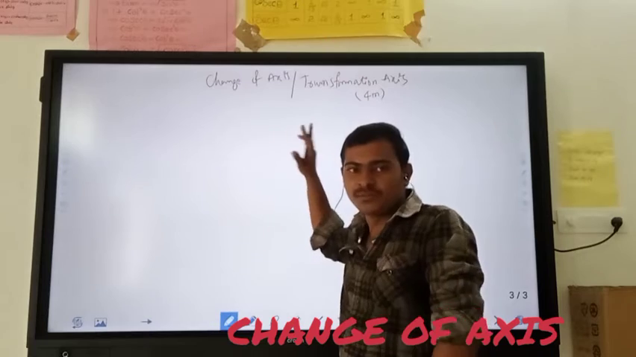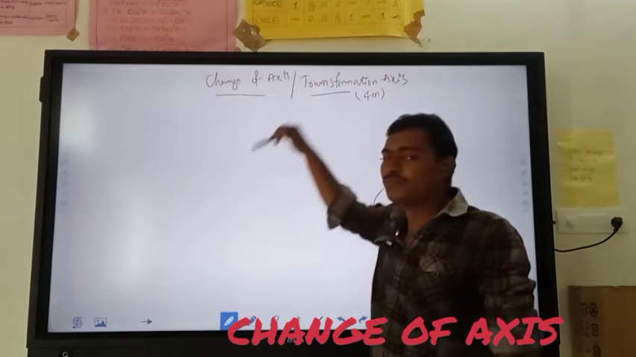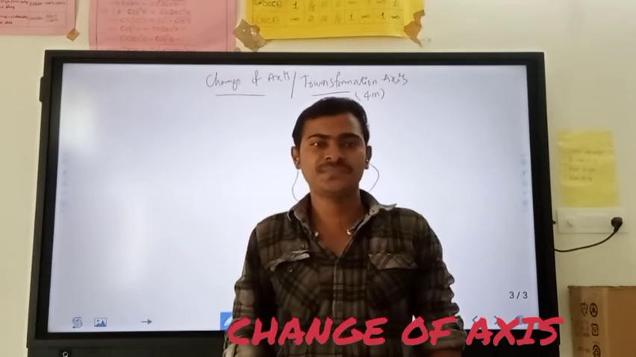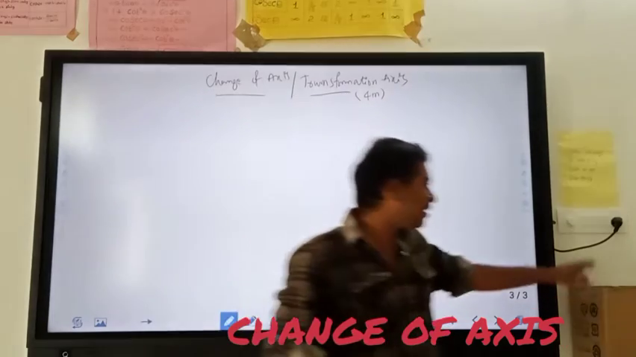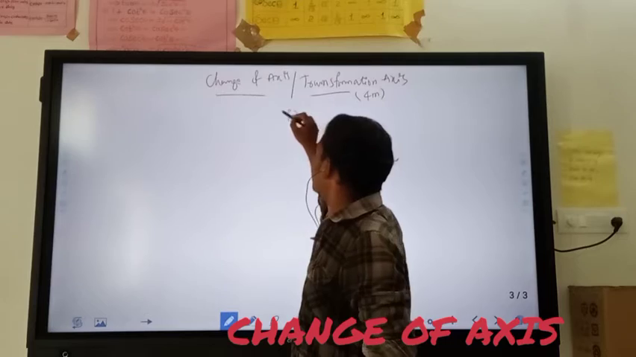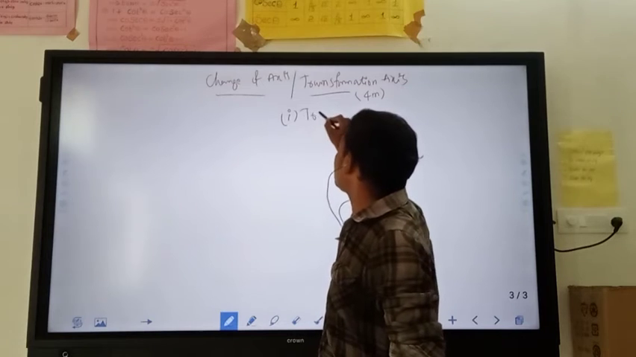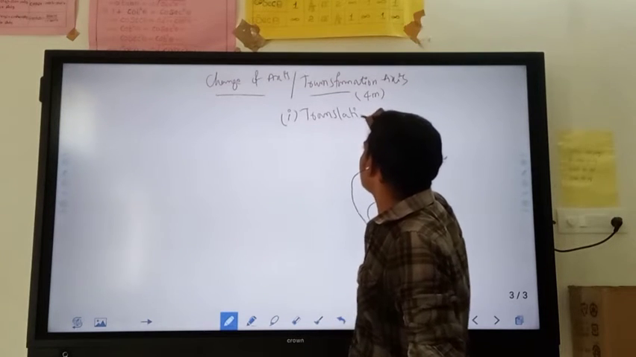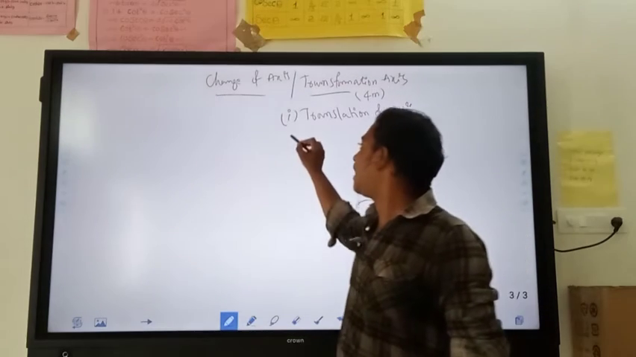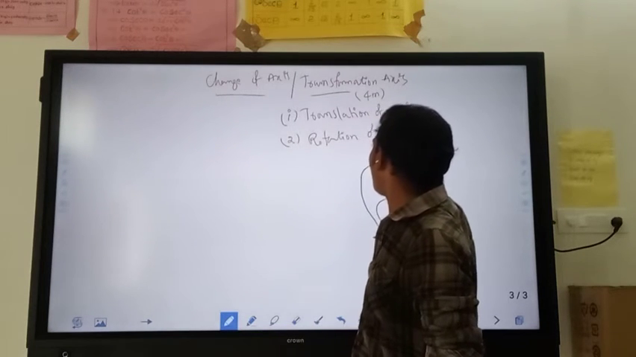In this chapter we are going to discuss the change of axis, or transformation of axis. Change of axis means changing the axis from one position to another position. Now, in change of axis we have two notations. The first one is translation of axis, and the second one is rotation of axis.